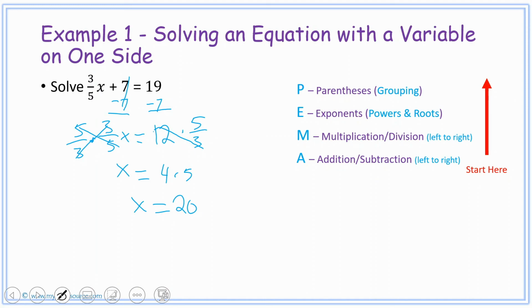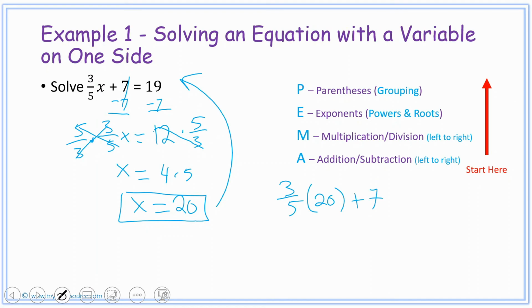And if you want, you can substitute to check. You can substitute back into this equation to see if it's correct. So you could say 3/5 times 20 plus 7, and you want to see, does it equal 19, right? So you can cross cancel again. That 20 divided by 5 is 4, and 4 times 3 is 12, and 12 plus 7 does yield 19. And because that yields the identity, we know that we're correct even before somebody grades us.